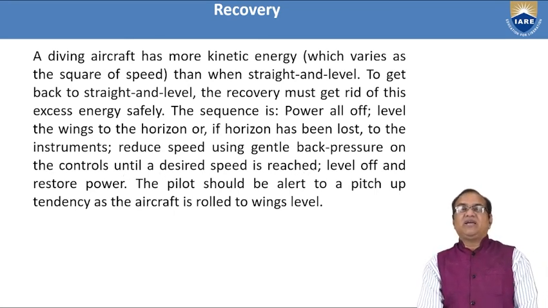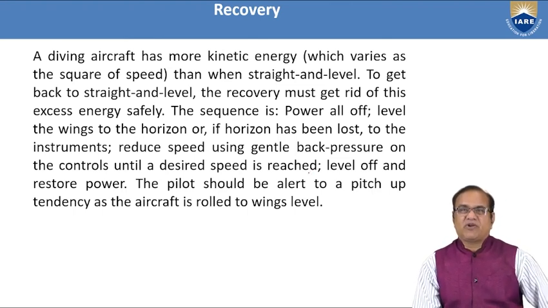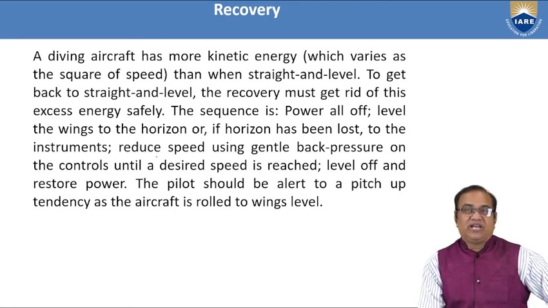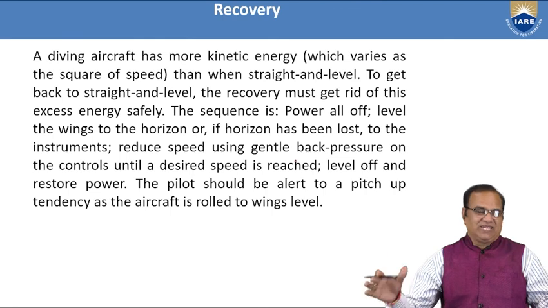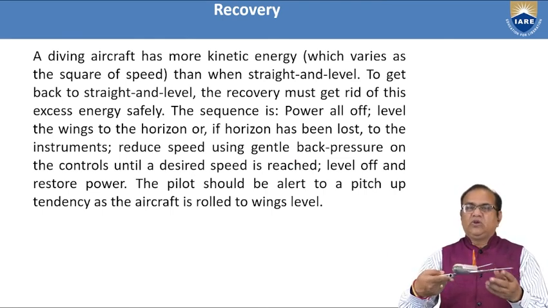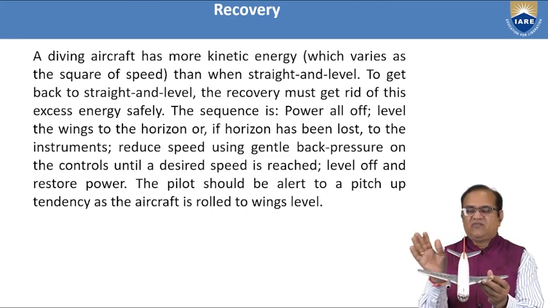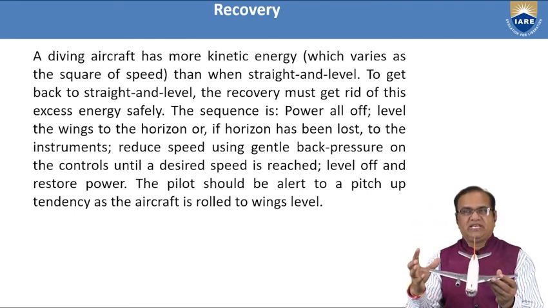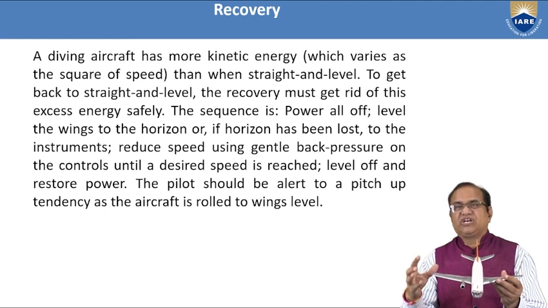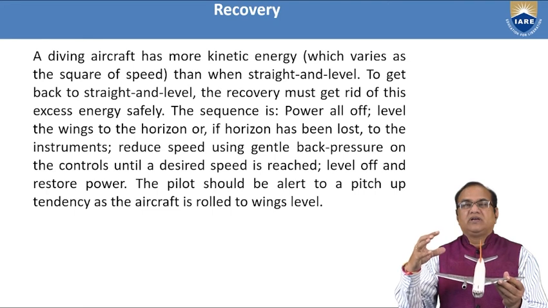So if you are not able to see the artificial horizon or the instruments are not working properly, then what to do? Reduce the speed using gentle back pressure on the control until a desired speed is reached. So you have to apply the controls. What are the controls here? You can see here we have the elevator, the aileron, and the rudder. These three controls have to be used properly so that the aircraft can reach its equilibrium position without engine power.